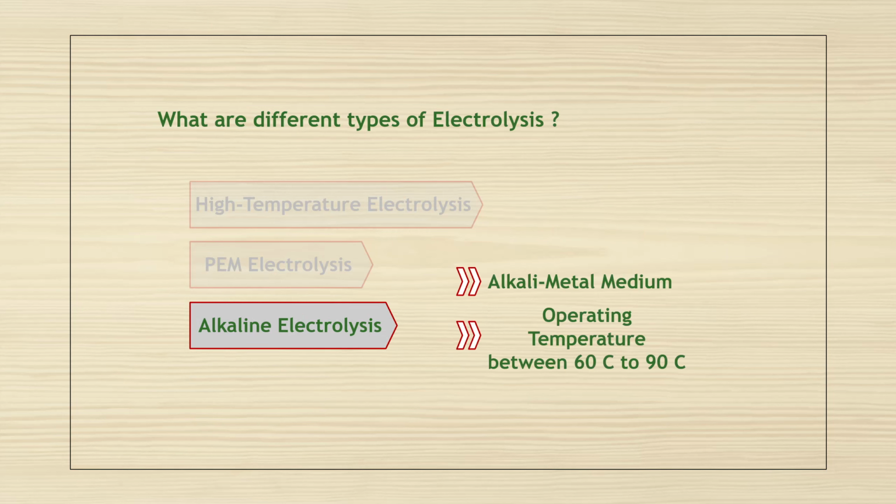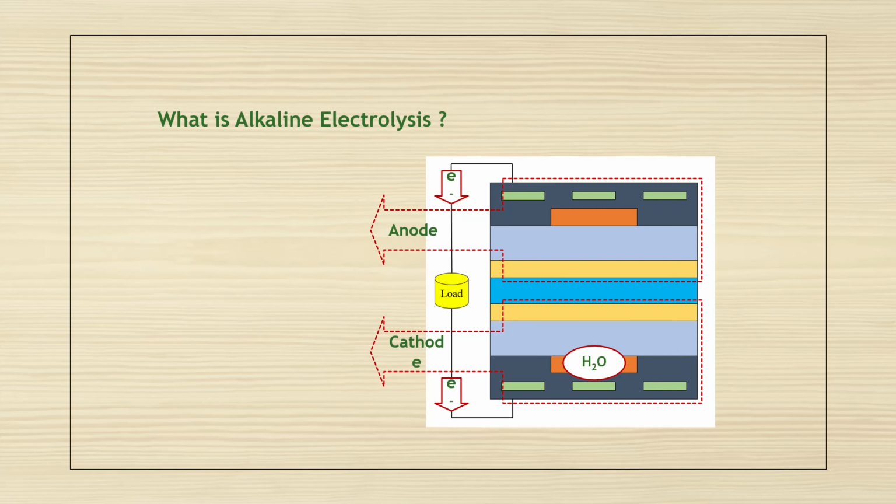In alkaline electrolysis, alkaline mediums are used. Also, in alkaline electrolyzers, liquid water is present at an operating temperature of about 60 to 90 degrees centigrade. Now, we describe the operating mechanism of alkaline electrolysis.